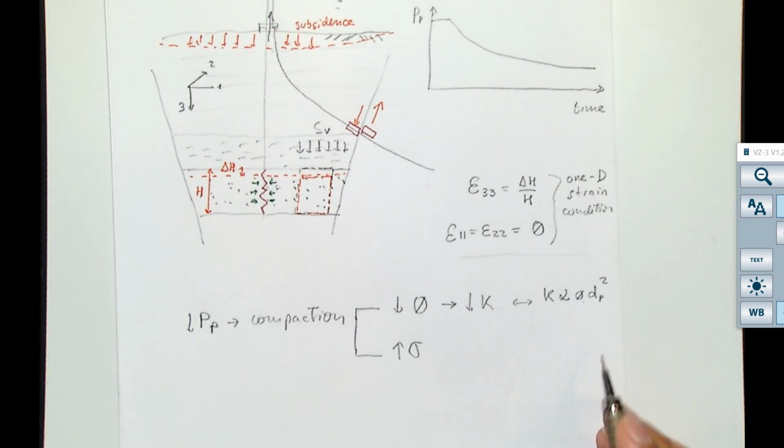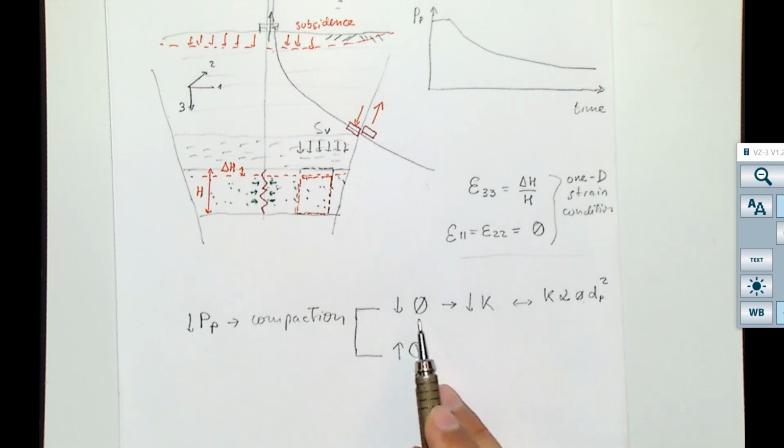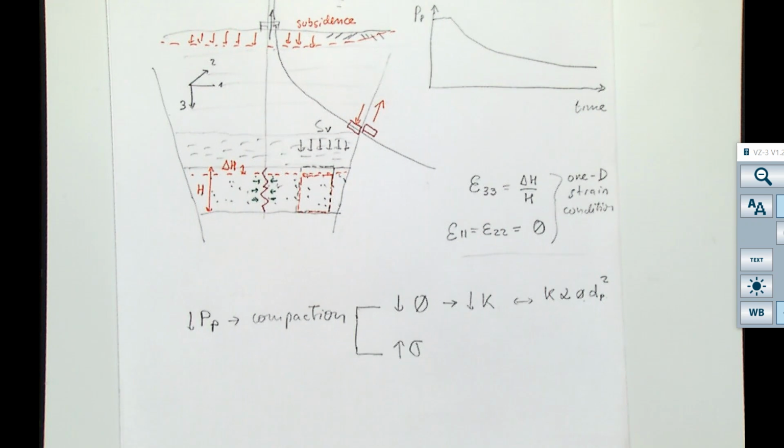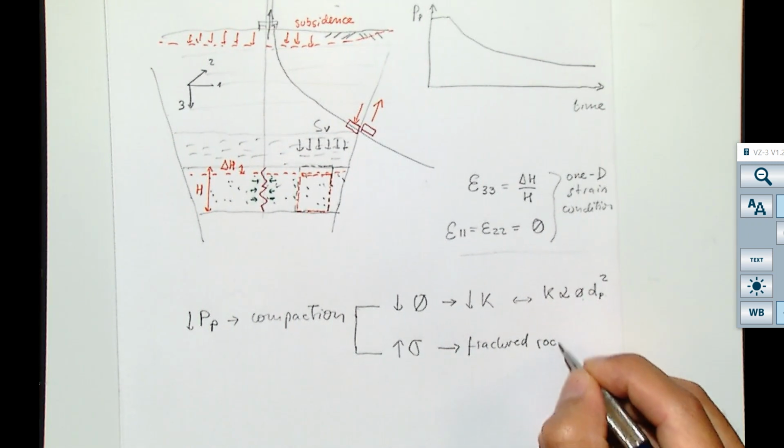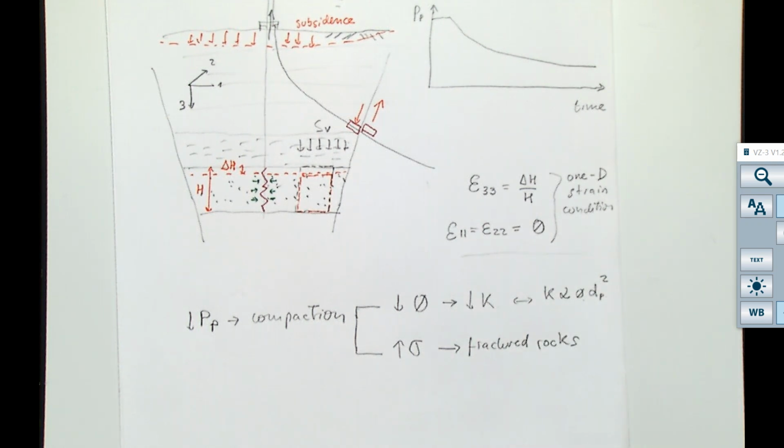Sometimes we can use these equations, but some other times we can take a shortcut, and instead of using porosity, we can use stresses directly. And this is going to be especially advantageous for the case of fractured rocks. In fractured rocks, permeability is proportional to what? Do you remember what was the equivalent of Kozeny-Carman for fractured rocks?